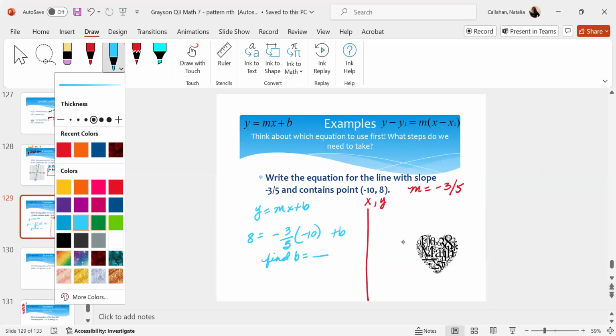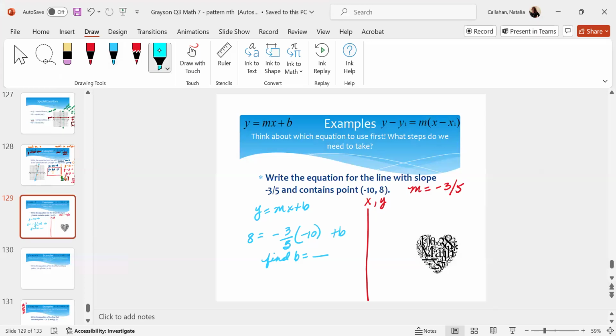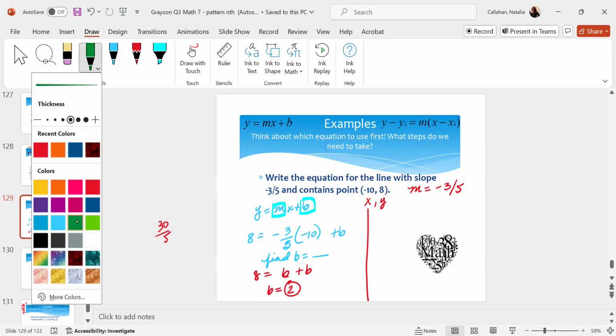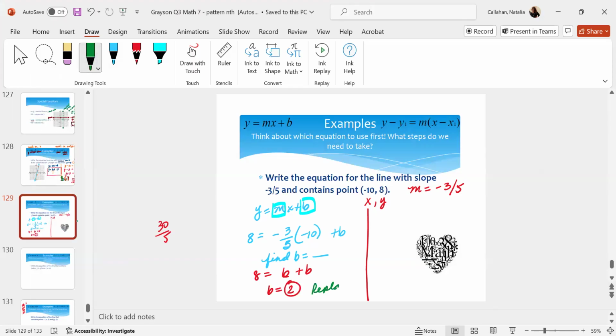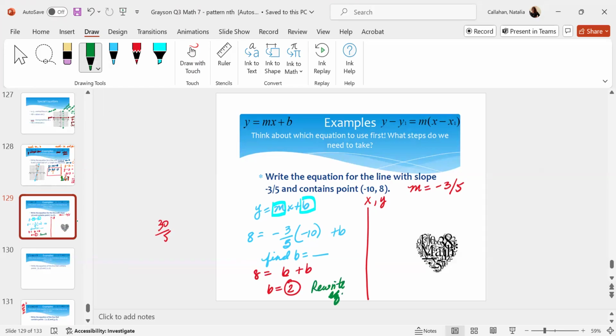Because remember, to find the equation of something, you just need a slope and you need b, right? So let's solve it. We get 30 over 5, which is going to give you a 6 plus b. So what is b? And once you find b, you're going to rewrite the equation.